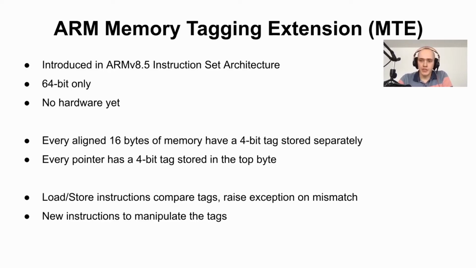The ARM memory tagging extension was added in ARMv8.5 not very long ago. Right now it only exists as a spec, so there is no actual hardware yet. With ARM memory tagging, we have a granule size of 16 bytes and 4-bit tags for memory and for pointers. The 4-bit tag is stored in the top byte, so ARM memory tagging also relies on top byte ignore.